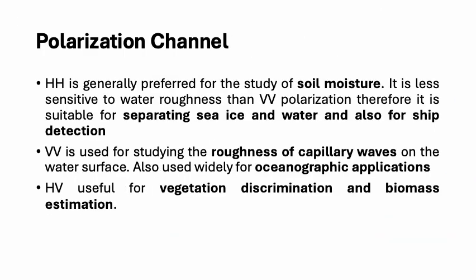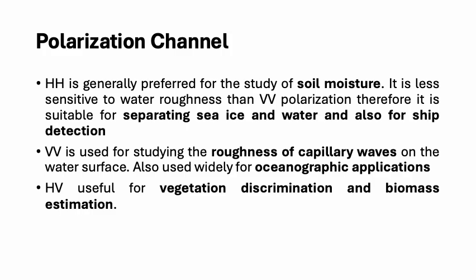Now we'll see what kind of polarization combination we should use for different applications. HH is generally preferred for the study of soil moisture. It is less sensitive to water roughness than VV polarization. Hence, it is suitable for separating sea ice and water and also for ship detection. VV is used for studying the capillary waves on the water surface, so generally it is used for oceanographic applications.